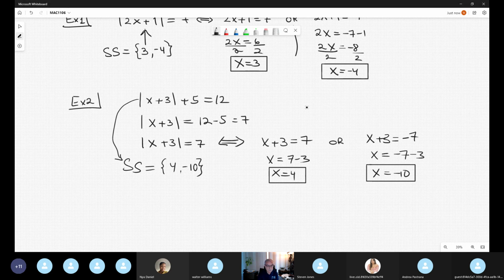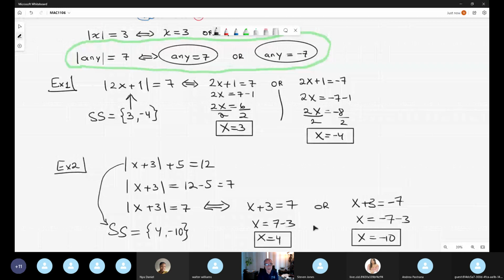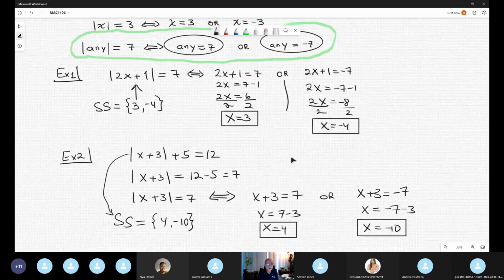Easy, right? Important: isolate the expression that contains absolute value. Without this, you cannot apply this idea. Okay, highlight in green color. Okay.